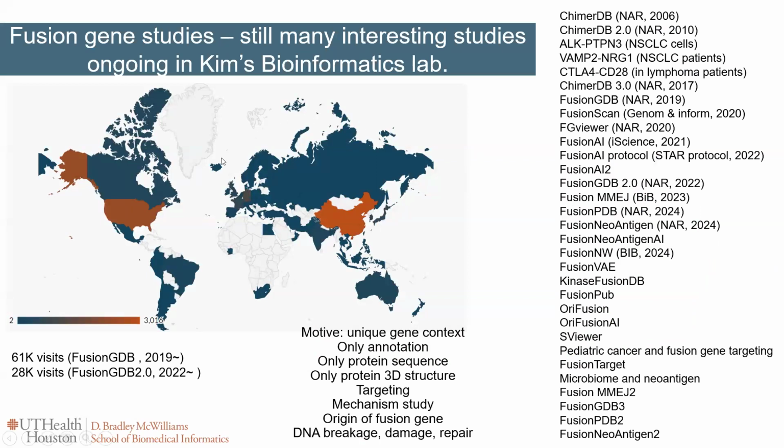So first, let me introduce our resource usage. FusionGDB is the first and unique functional annotation database of human fusion genes. Yeah, this number, I think it should be updated. Anyway, as you can see here, almost all of the works are using our fusion gene database for their studies, and we pioneered diverse ways of fusion gene analysis and studies, as shown here.